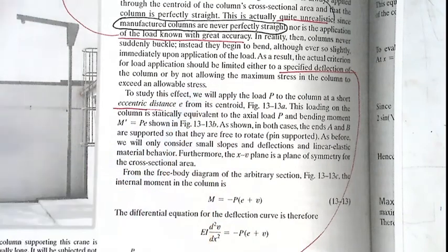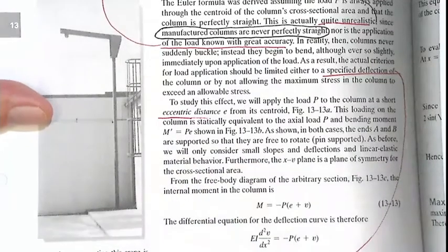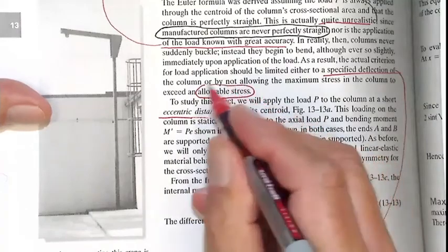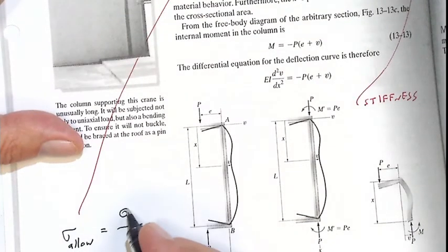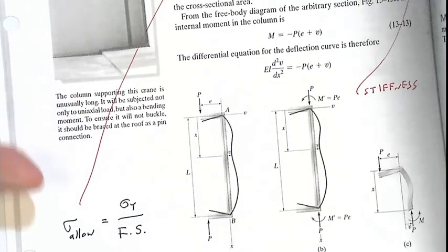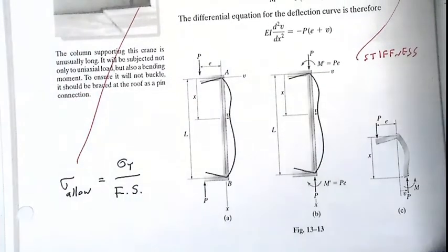What is allowable stress? I will just explain to you. This allowable stress is the yield stress divided by a factor of safety. We would like some safety from that value.